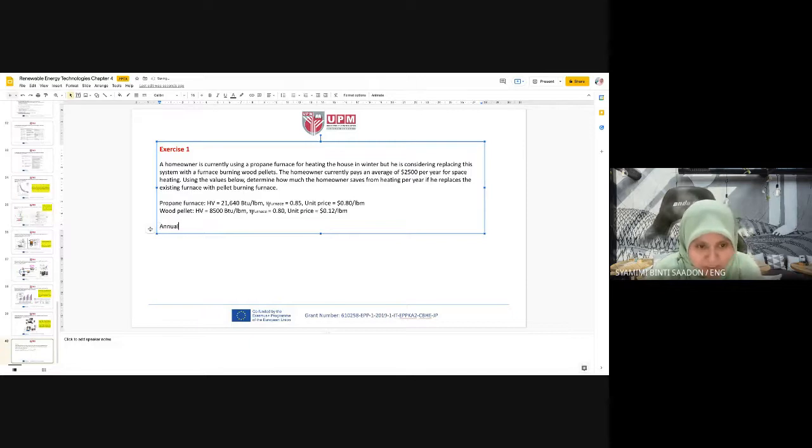So we have to calculate the annual pellet cost. The annual pellet cost is the annual propane cost just now, which is 2,500. The homeowner currently pays an average of 2,500 per year for space heating by using propane. So times the unit price of the pellet over the unit price of the propane. So we get the estimation of the annual pellet cost.